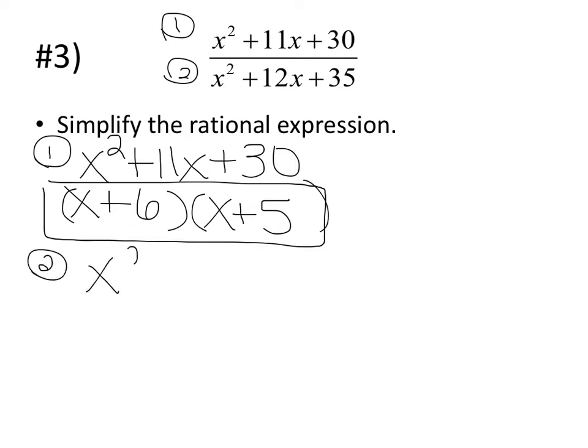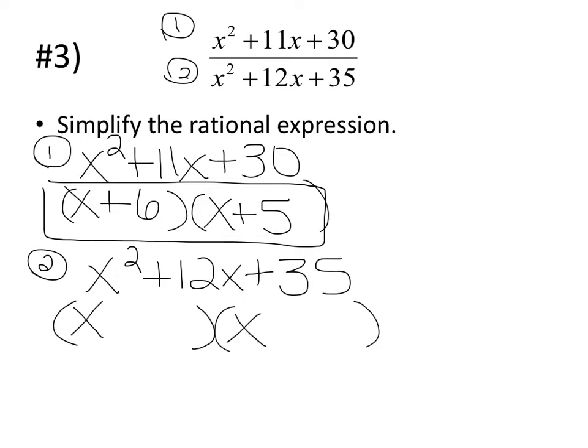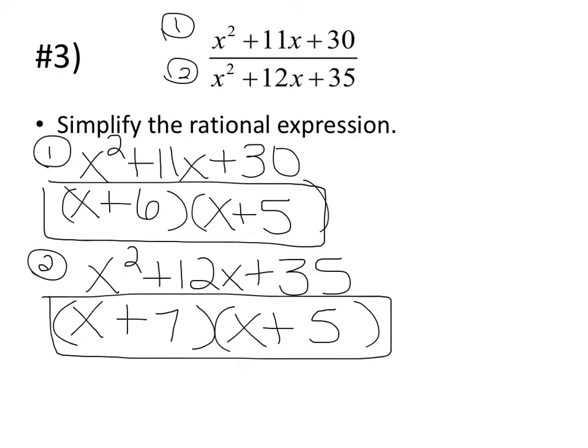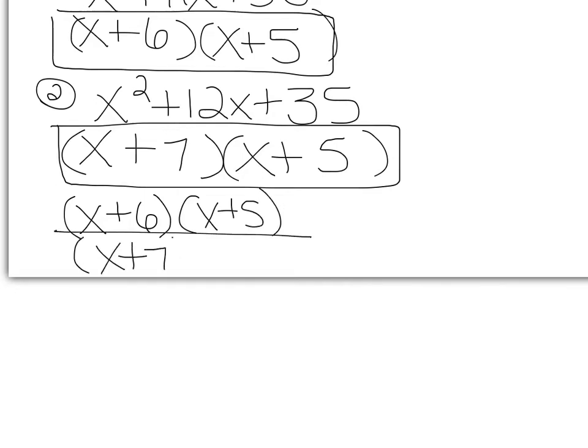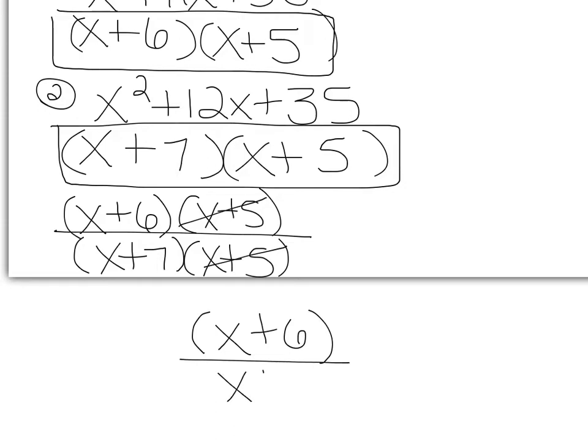And then the denominator is x squared plus 12x plus 35. Factors of 35 that give you 12 are 7 and 5. So that's going to be my new denominator. So when I rewrite this, I do x plus 6 times x plus 5 over x plus 7 times x plus 5. Your x plus 5's cancel, leaving you x plus 6 over x plus 7.